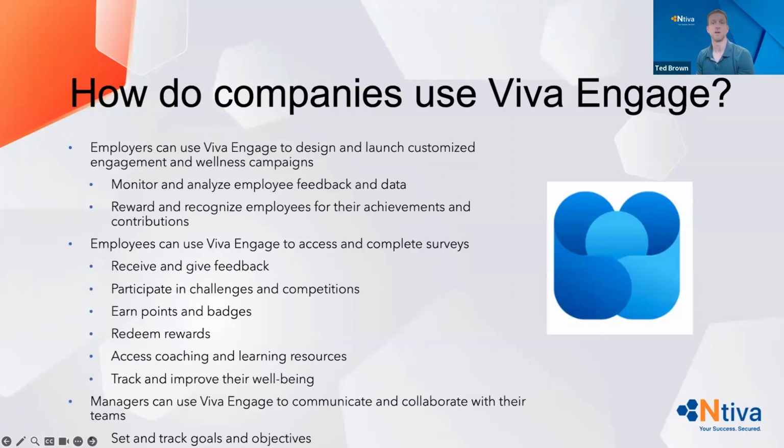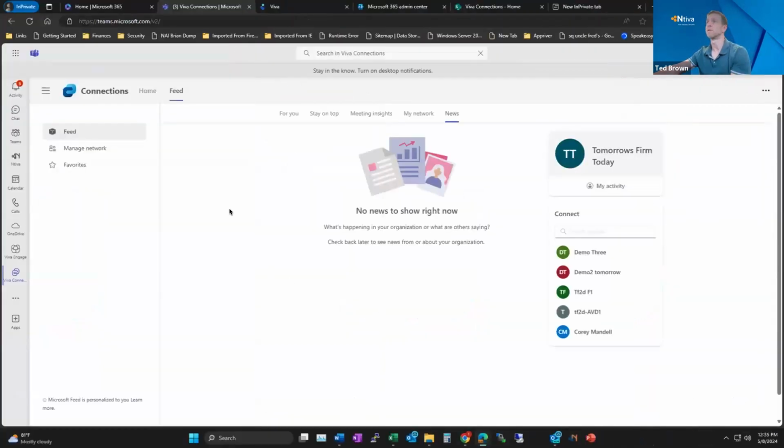Now, Viva Engage is a tool for employees as well as employers and managers to improve employee engagement and well-being. Employers can design and launch custom campaigns, monitor feedback, and reward employees. Employees can also participate in surveys, challenges, and even earn rewards. Managers can communicate and collaborate with their teams, set goals, and provide coaching. So let me show you a little bit of where this is as well.